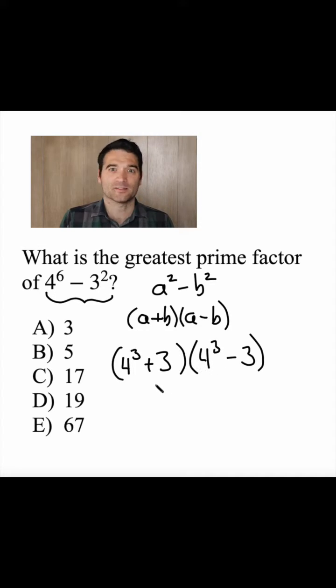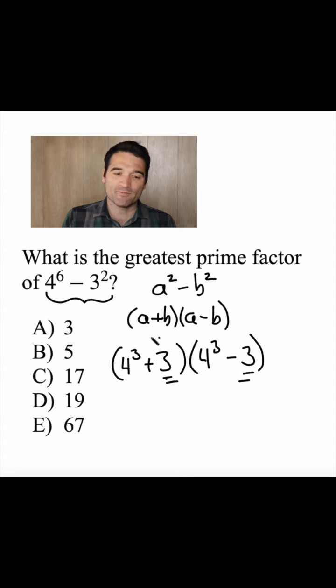And if that didn't make sense, again, here's a quick little explanation. When I multiply 4 to the power of 3 times 4 to the power of 3, I get 4 to the power of 6, right? That's my exponent rules. When I multiply exponential terms together, I add the exponents. And likewise here for my b, if I were to multiply 3 times negative 3, then I would get negative 9, or negative 3 squared.